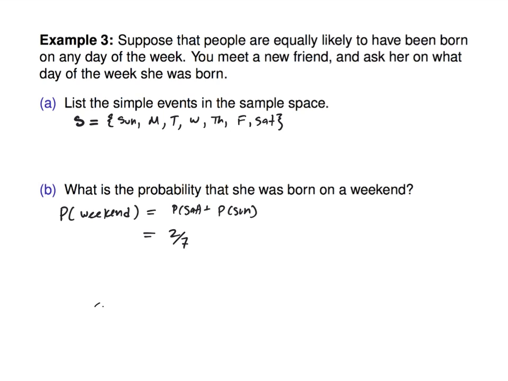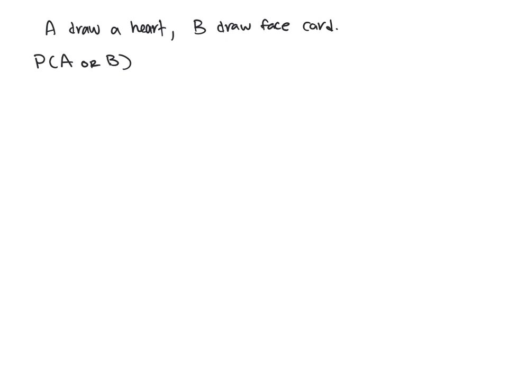Let's add one thing to the bottom of this page because I wanted the one with the hearts. So let A be the event that you draw a heart. B be the event you draw a face card from a deck of 52 cards. What's the probability of A or B? So, are the heart and face card events mutually exclusive? No. So we're going to use the first rule, P of A plus P of B minus P of A and B.